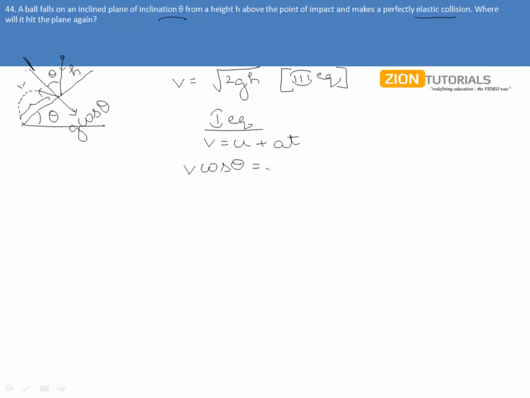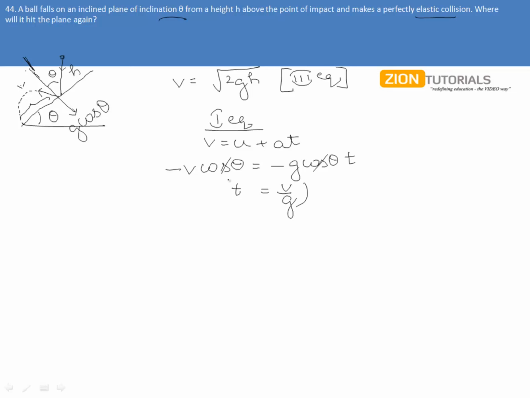The final velocity is actually 0, because it was going up, it is going like this and then it will go down. So we have minus v cos theta, because v was 0, equals minus g cos theta into t, giving me a time of, cancelling the factor of cos theta, v by g.